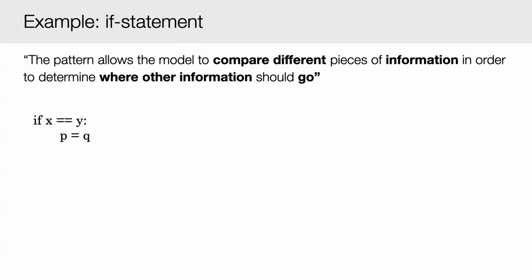If X is equal to Y, then P equals Q. Consider that simple statement, right? You compare two things together, and based on that comparison, you decide whether or not you move information from Q into P, right? You set P equal to Q. Does that make sense? We're good so far?